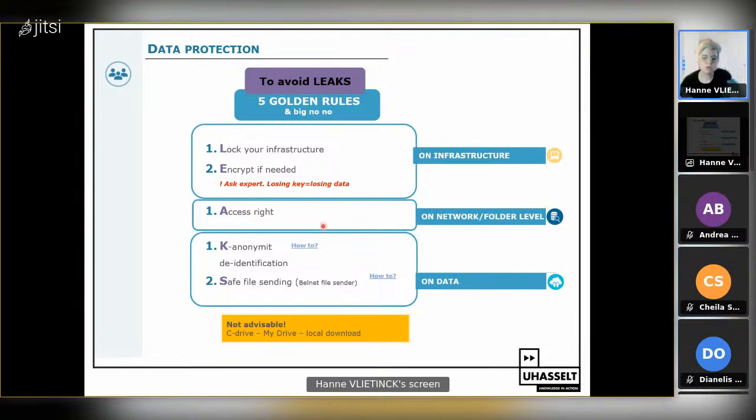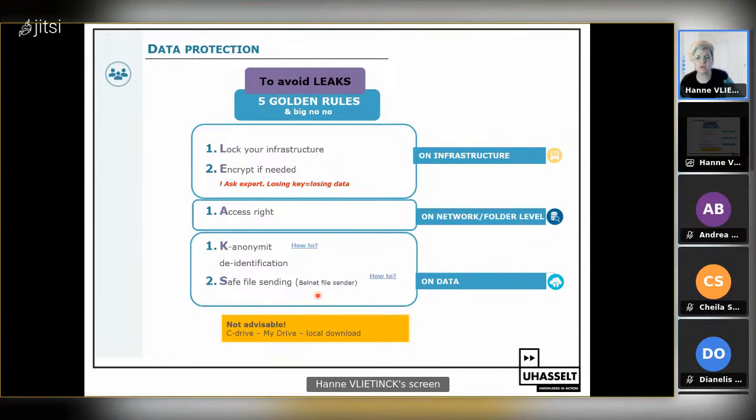On network and folder level, we can put access rights on there. And then for the de-identification, that is again on the data part, we can put different techniques on there, like K-anonymity, which will be explained in the second part. And it's also not so safe to send your data by email to somebody else.